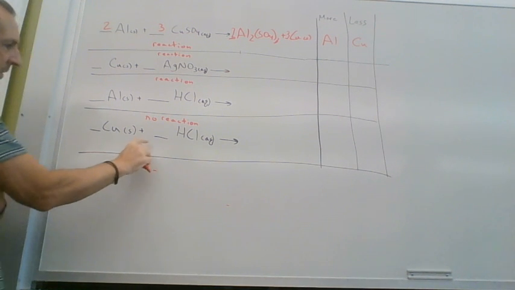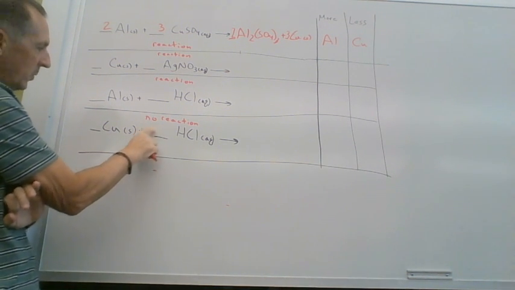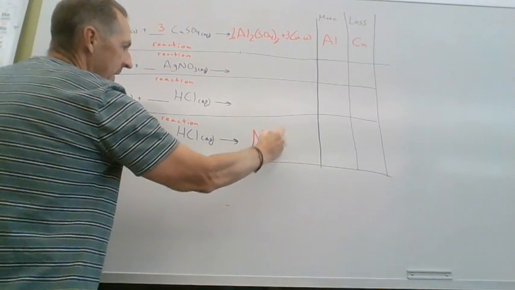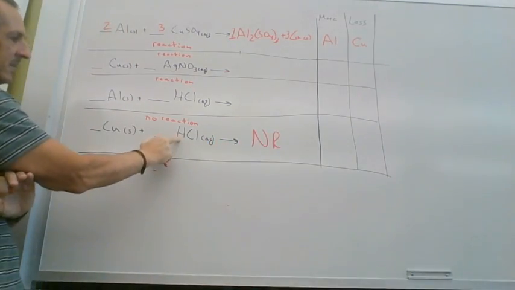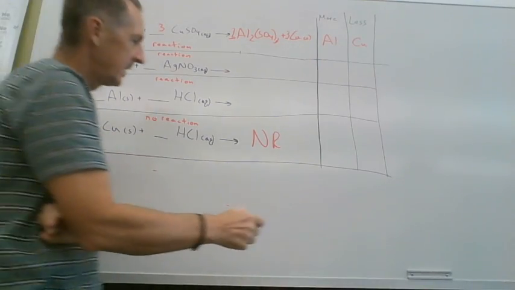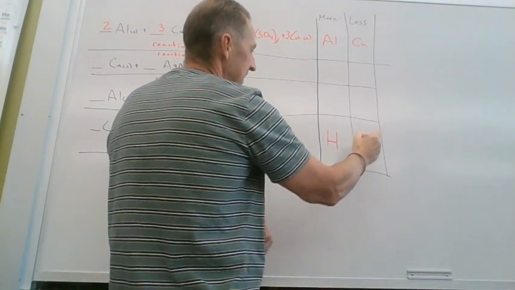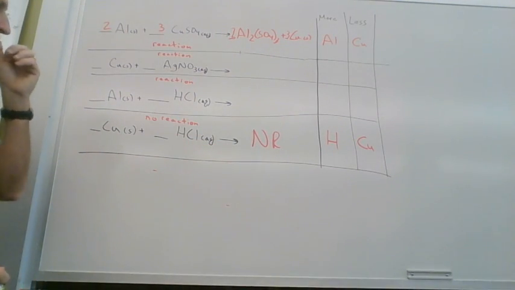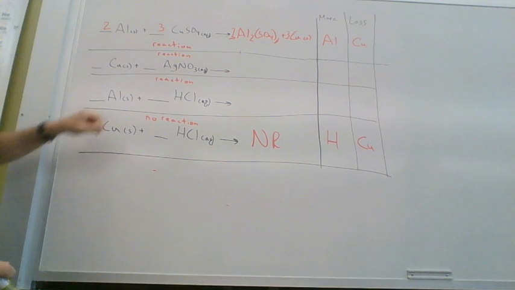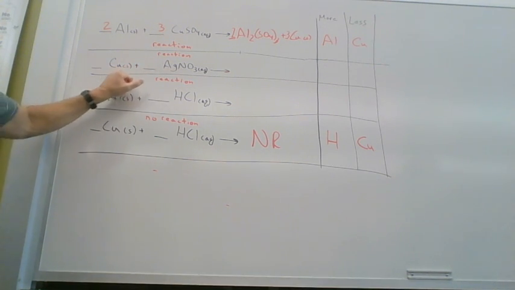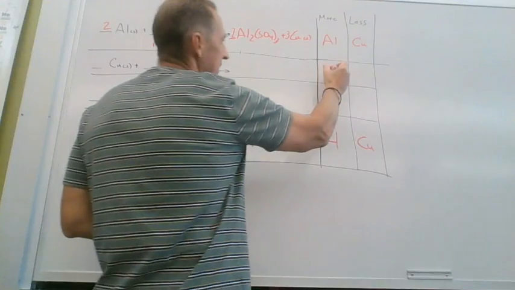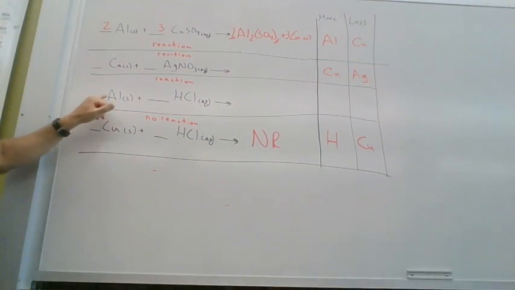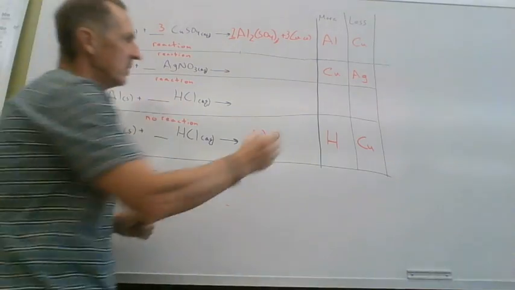And if we look down here at this equation where there's no reaction, that means that this reaction did not go forward. So in your lab, you'd write an NR here. That means that the hydrogen is more active than the copper. So if the reaction did not go forward, then you reverse that order of reaction there. Right, and so since we had a reaction here, we know that copper is more active than silver. And we had a reaction here, so we know aluminum is more active than hydrogen.